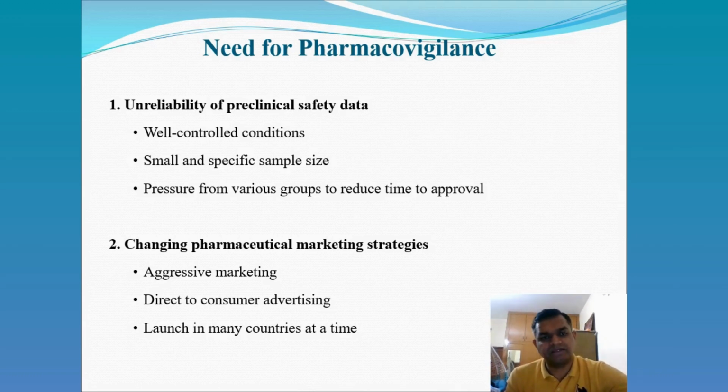Second aspect is changing pharmaceutical marketing strategies. Nowadays there is an aggressive marketing that is very much deviated from the traditional aspect of the marketing. Second is direct to consumer advertising, and third, many times a drug requires the launch in many countries at the same time. So that also creates a need for pharmacovigilance.